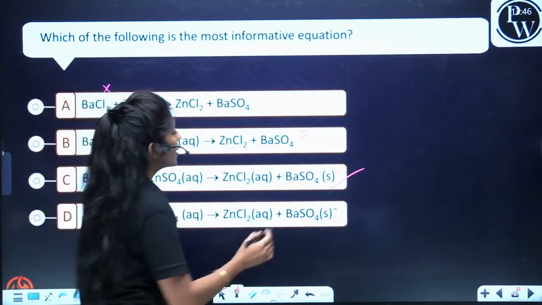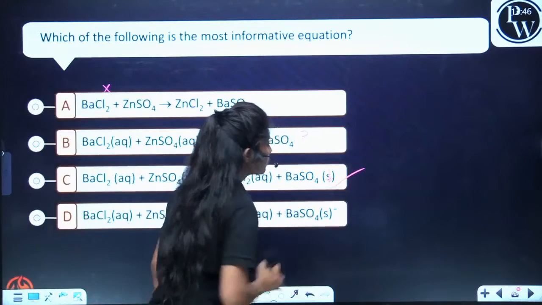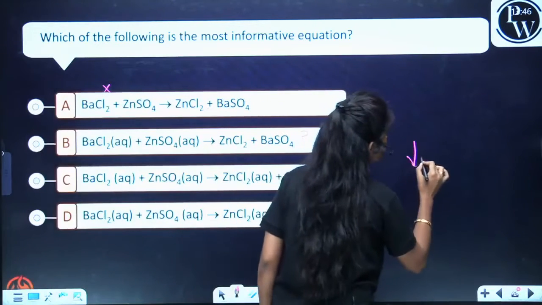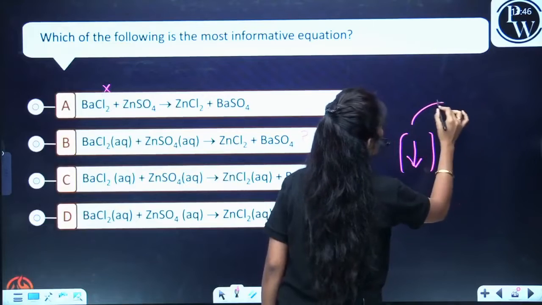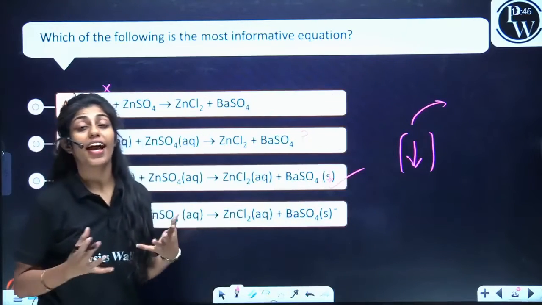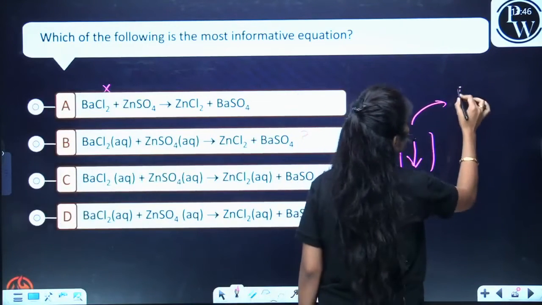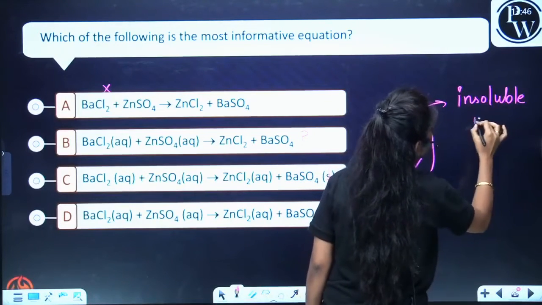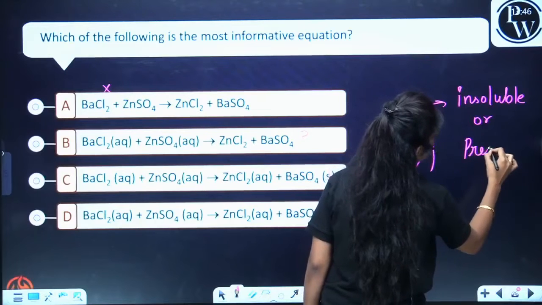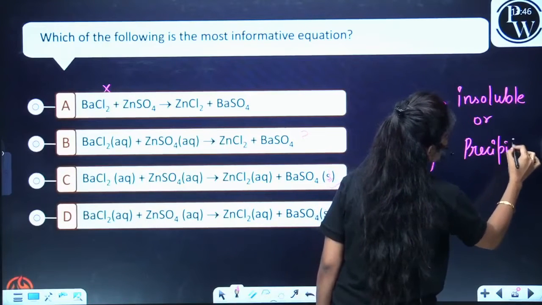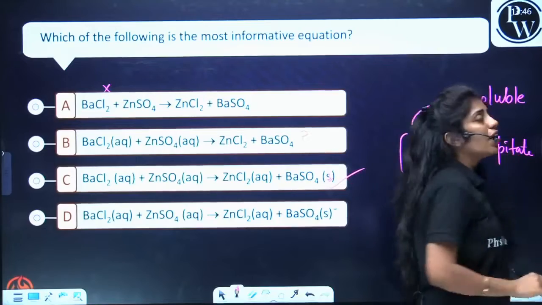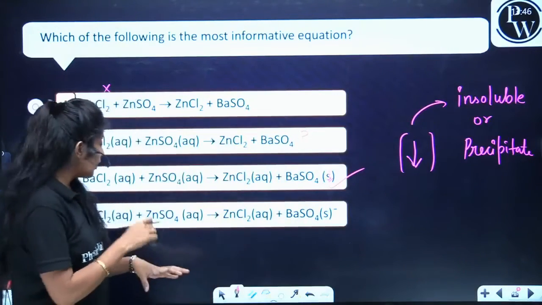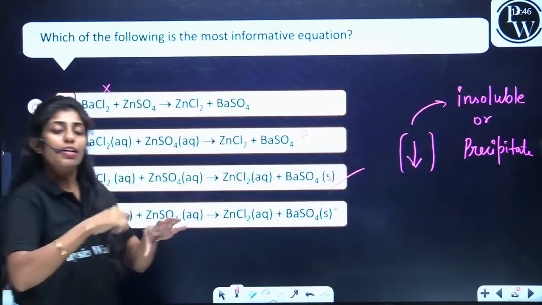Now there will be one sign like this, a down-headed arrow. What does that represent? That represents the insolubility or the precipitate. How would you know? You are making a solution of BaCl2, barium chloride, and zinc sulfate.